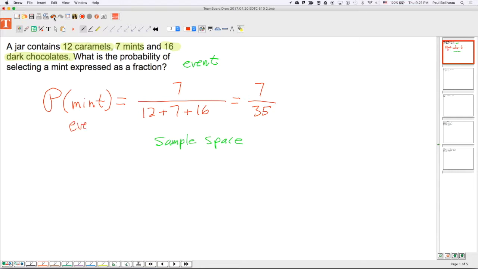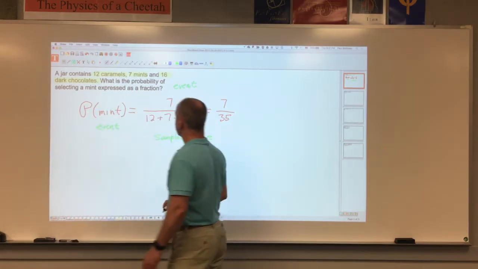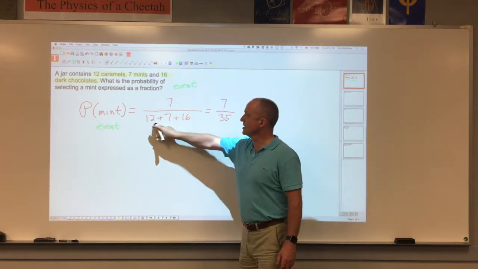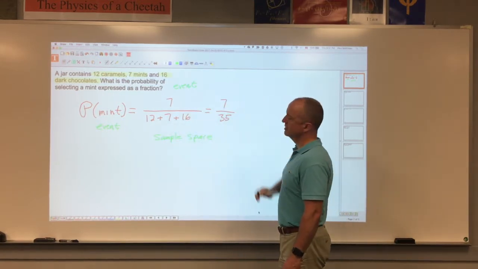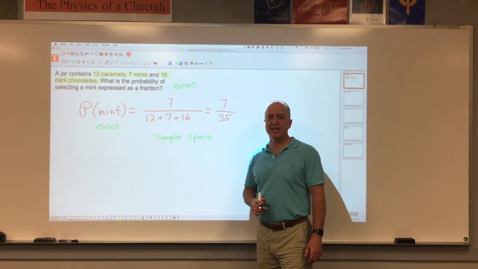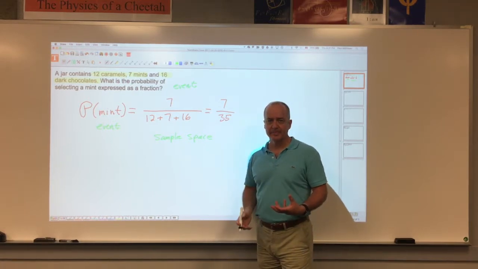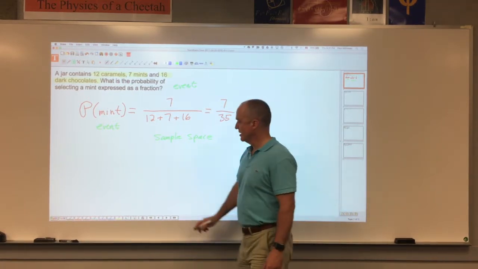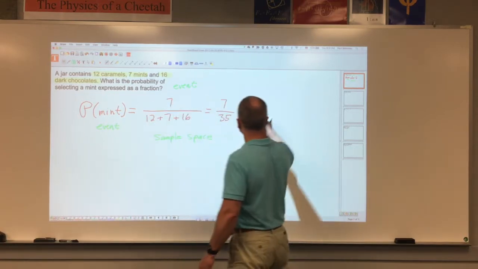Our event is winding up with a mint, and that will also be our numerator. Our denominator is everything in our sample space. Our fraction is 7 out of 35. That is our probability.